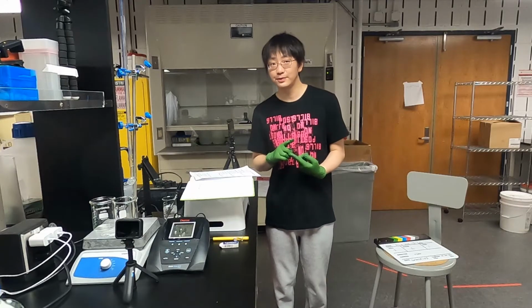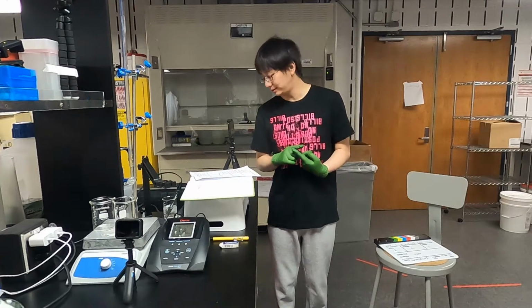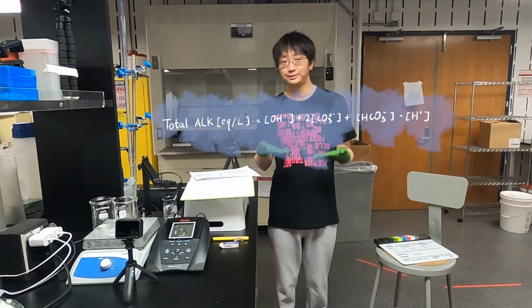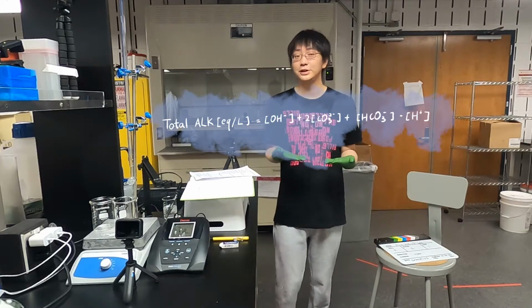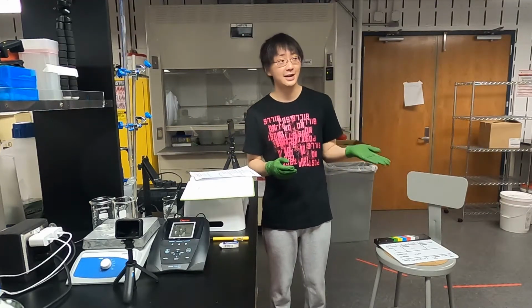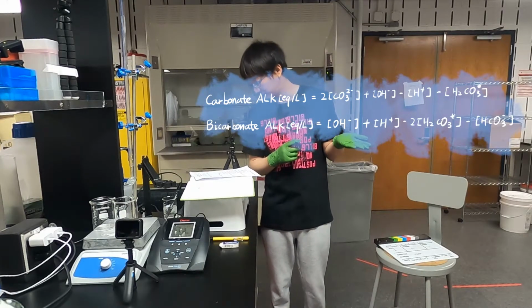So if we assume only the carbonate system is in the natural water, then alkalinity can be expressed by this equation. We can also define the carbonate alkalinity and bicarbonate alkalinity, and they can be calculated like shown here.